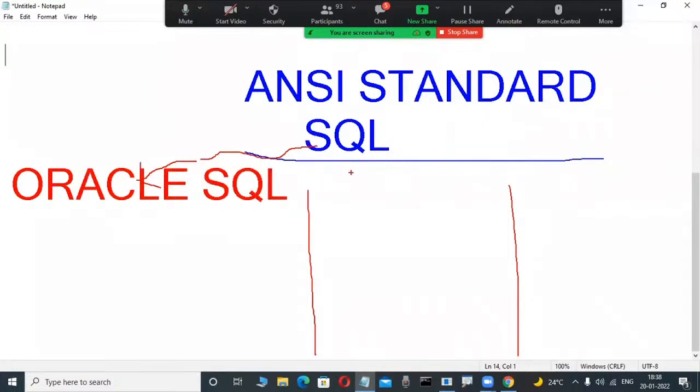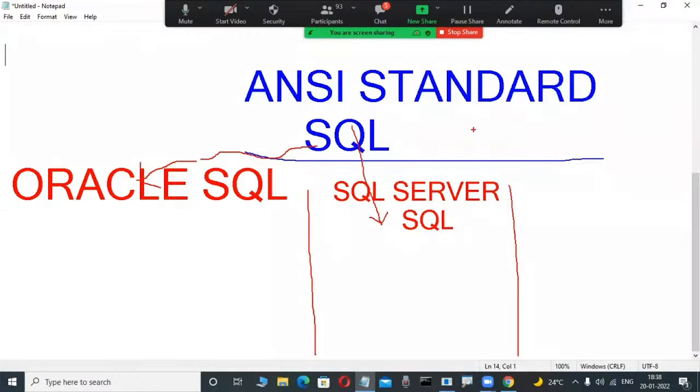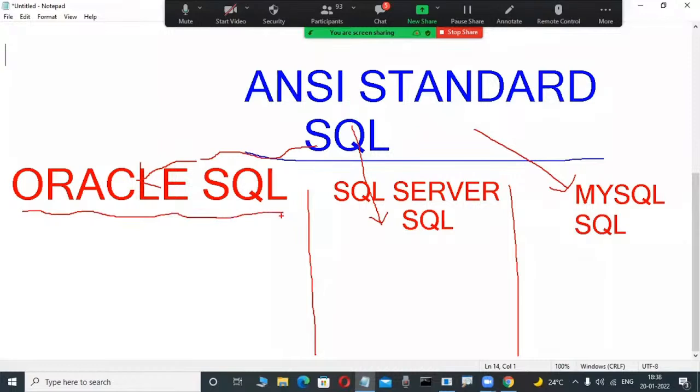That is important. So many fellows don't know that. Again, observe here. SQL Server, a Microsoft product, created their own SQL from this ANSI standard SQL that is called SQL Server SQL. Again, MySQL created their own SQL language from this ANSI standard that is called MySQL SQL. That's why in our class we are learning Oracle SQL.